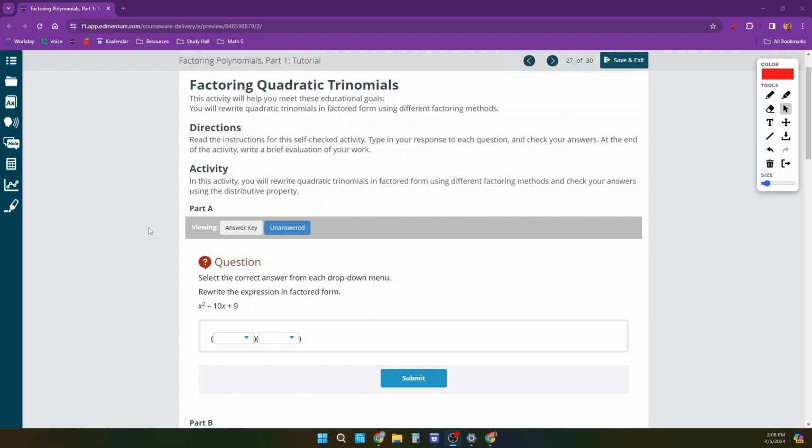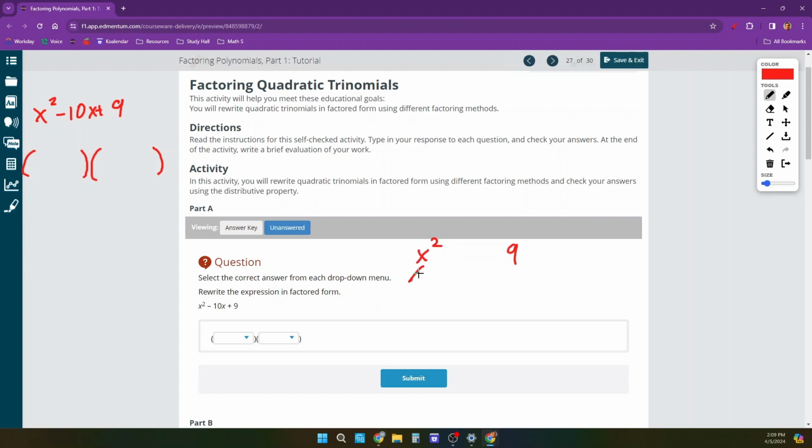Okay, so we hit our next set of questions on page 27. And our first question is to rewrite the expression in factored form for x squared minus 10x plus 9. So let me set up my side work over here. I'm going to have x squared minus 10x plus 9, and I'm going to attempt to factor this quadratic. So the first thing I'm going to do is set up my two parentheses. And now let's do some side work over here as well. I'm going to look at my first term and my last term, so x squared and 9.